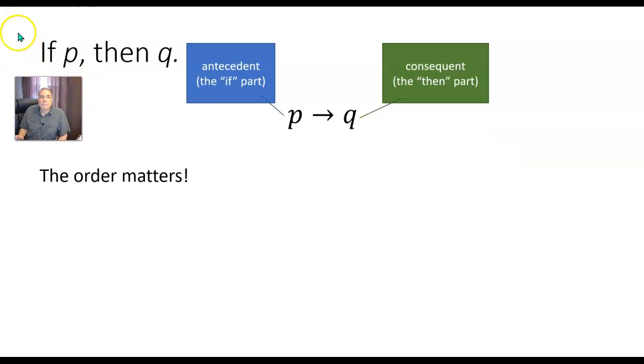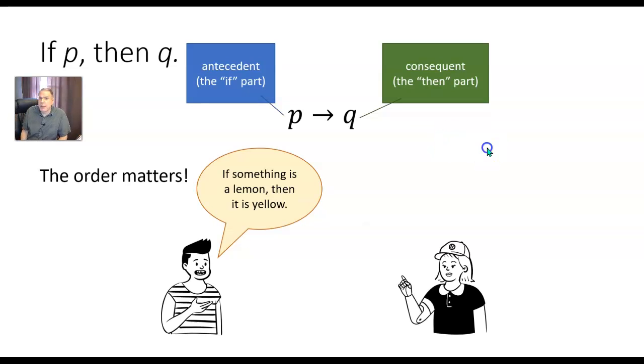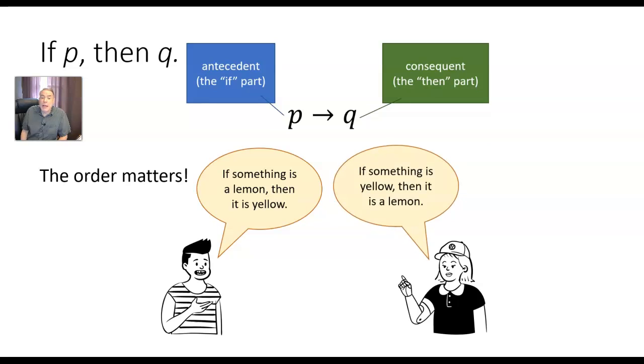Now, unlike with conjunctions, disjunctions, with conditionals, the order matters. It matters which of the two simple statements comes first. So P implies Q is not the same thing as Q implies P. If I say, if something is a lemon, then it is yellow, that's one thing. That's pretty much true. But if I say, if something is yellow, then it is a lemon, that's not really true. Something can be yellow without being a lemon. There are other yellow things, like bananas. So it matters which is the if part and which is the then part.